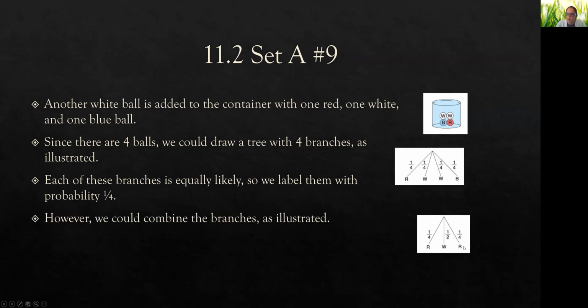We could combine the branches. Okay, so we have a 1/4 chance of getting the red ball. We have 2 white balls out of the 4 balls, so we have a 2/4 chance of getting white. And 2/4 is the same as a 1/2. And there is a little typo. This should actually be blue because there is a blue ball also. So we have a 1/4 chance of getting red, 2/4 chance or 1/2 of getting white, and 1/4 chance of getting blue. Does that make sense? Anybody have any questions?